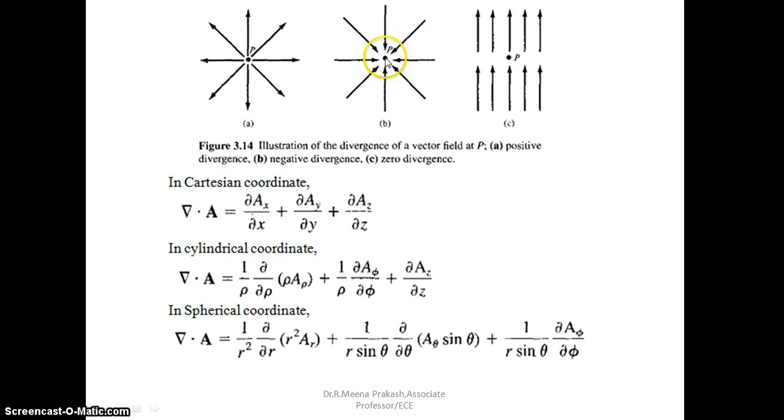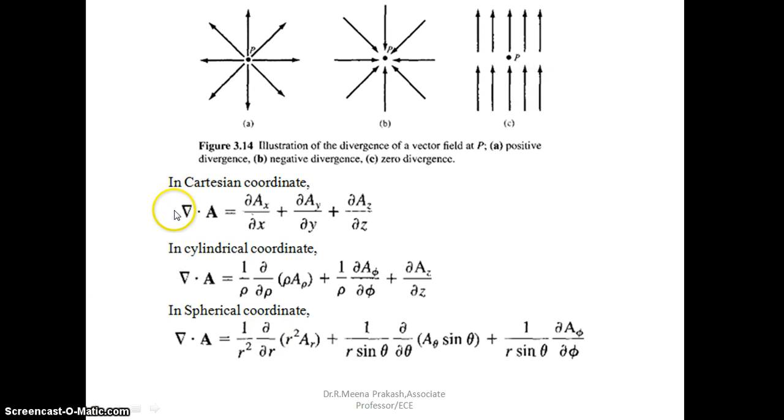Or sometimes the lines of the field may converge at this point P. This is called negative divergence. And if there is no divergence, remember, all these arrows point in the same direction, or are parallel. So here there is no divergence. Okay. So positive divergence, negative divergence, and null divergence.